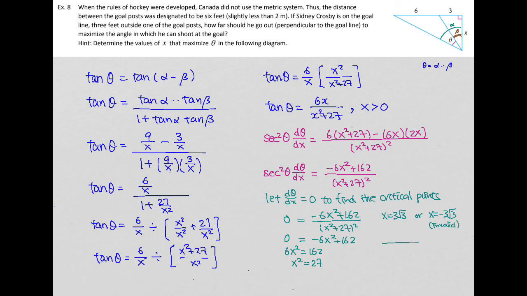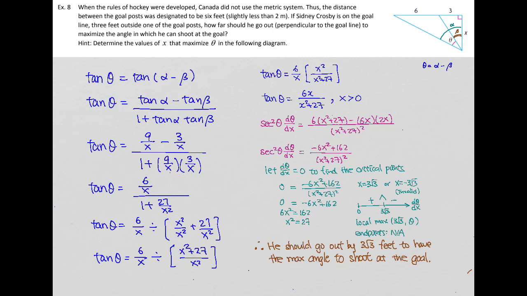So let's classify it by using d theta over dx. Let's put the critical point on, and make sure you put a boundary on. We check the left-hand side, which is positive, and check the right-hand side, which will be negative. So going up, coming down, this is a local maximum. Because there is no equal sign on the inequality in the domain, we say the endpoints are not applicable. Therefore, he should go out by 3 square root of 3 feet to have the maximum angle to shoot at the goal.